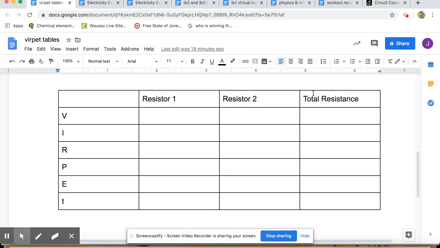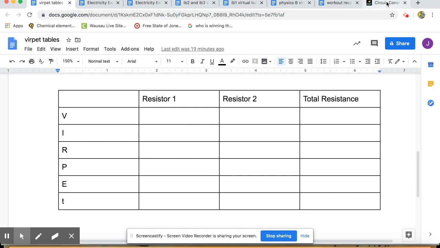And then I have a column for total resistance. It's always good to have a column for total resistance. You don't necessarily need it all the time, but sometimes it helps you to do some math. And then I made a little table, VIRPET. Voltage, current, resistance, power, energy, and time. It spells out VIRPET. It's kind of like SUVAT, but there's fewer equations to know. And the cool thing is, I can start filling in some of these values.